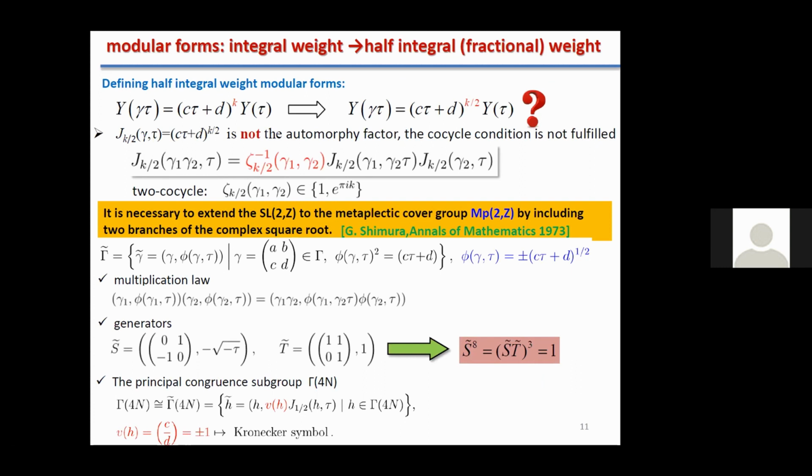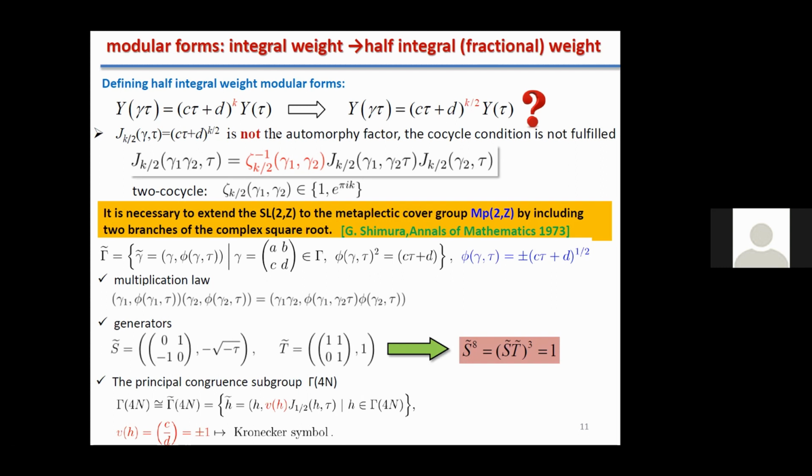Then we further extend the integral weight to fractional weights. As the simplest example, we consider the half integral weight. So the question is how we define the half integral modular forms. If we don't consider the first side, we just need to extend the definition of modular form under the modular transformation. There is the automorphic factor c tau plus d to the power k. Then for half integral weights, we just need to replace k by k over 2, where k is a positive integer.